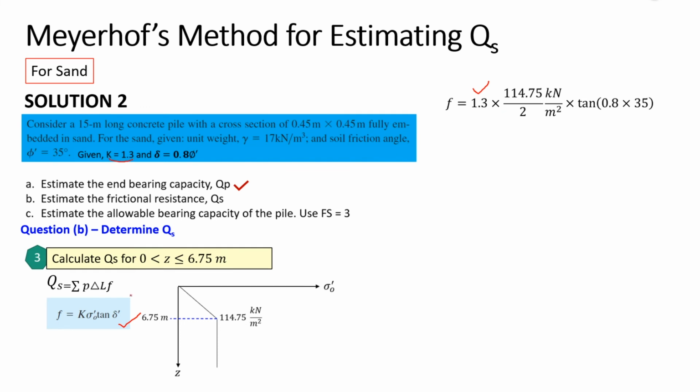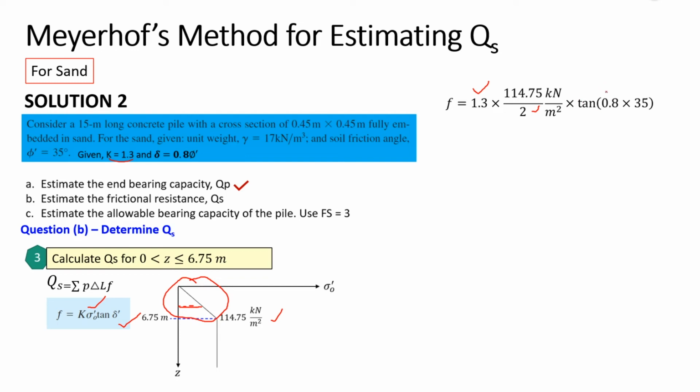And then we have the effective stress prime here, as we calculated just now. At the critical depth we have 114.75, but we need to consider this section first. In order to get the effective pressure, we will consider an average value. To get an average, just divide by 2, so the effective pressure here is divided by 2 to get the average.